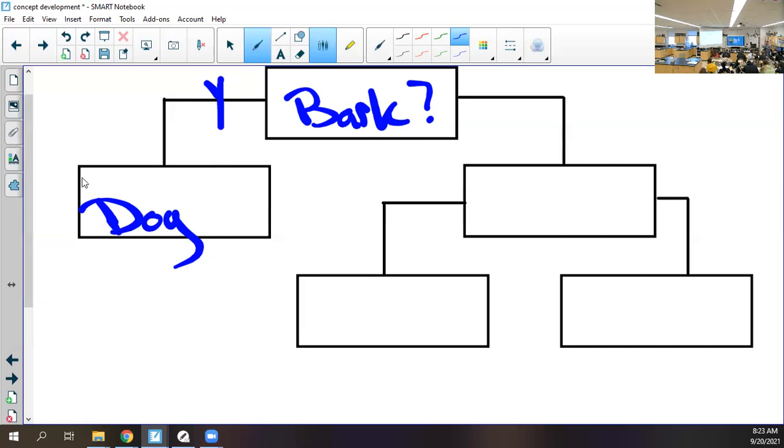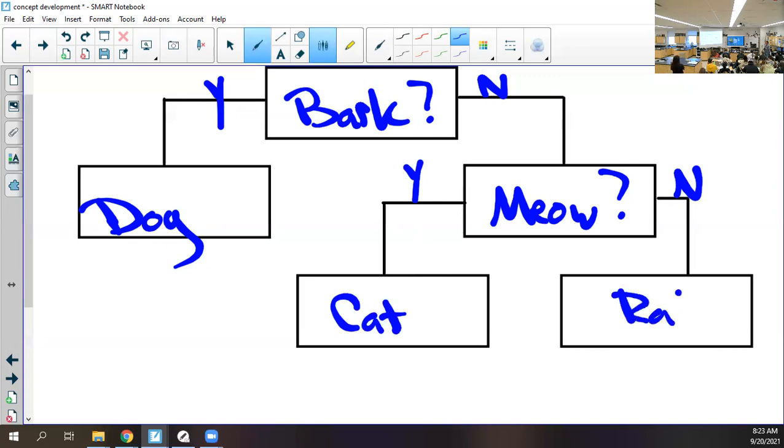All right, as I walked around, most people said something about being a pet. No. So now I have a cat and I have a rat, and I'm going to say, does it meow? Not positive. I think that's how you spell meow. So yes would be a cat, and this would be a rat. And I think we'd be done with this. Okay, so ask yes or no questions. Only write the things at the end if you're not going to ask another question. Like I didn't write in this box cat and rat. I don't write them till the end when I'm done asking questions.